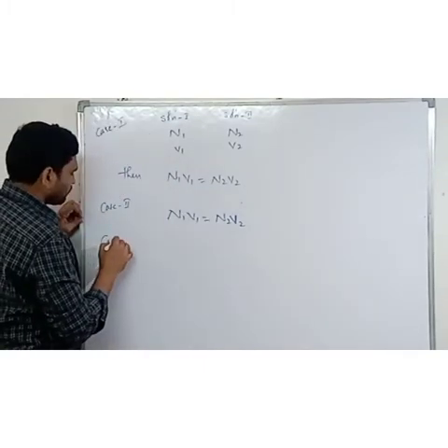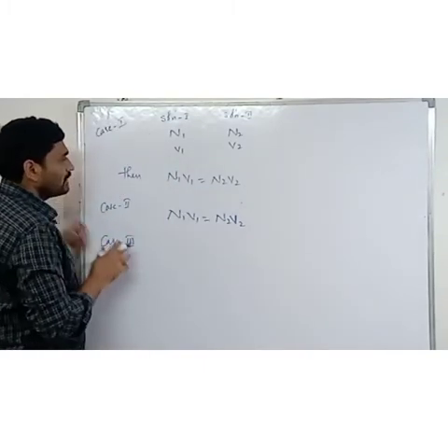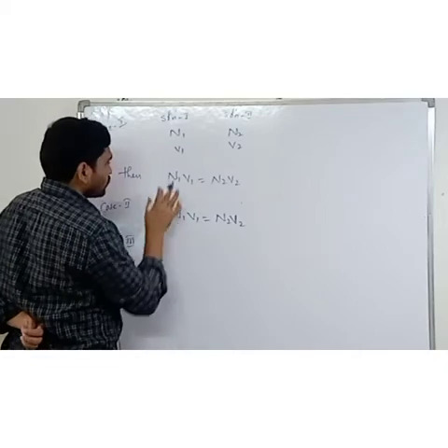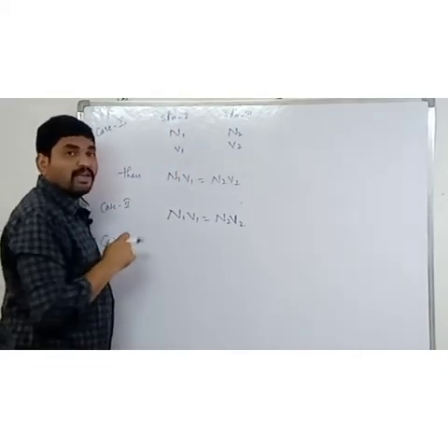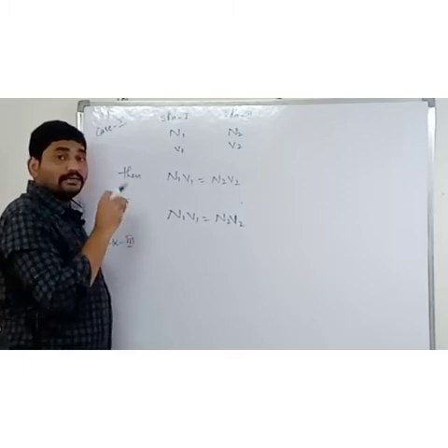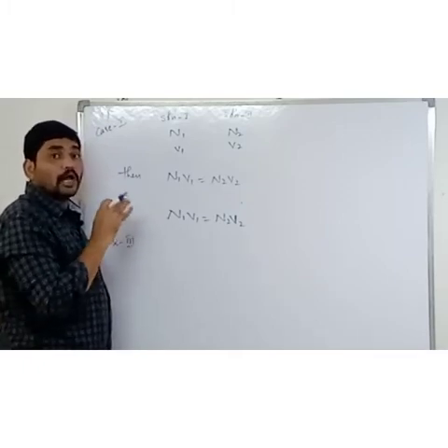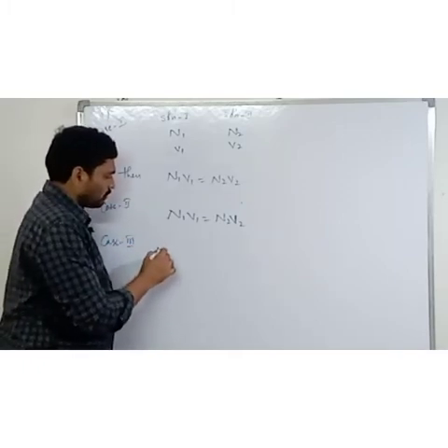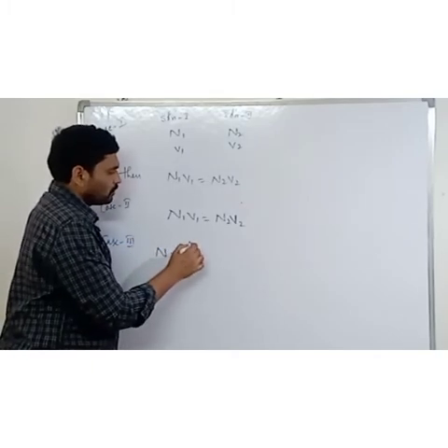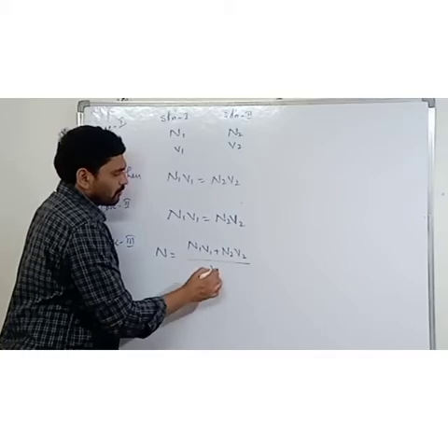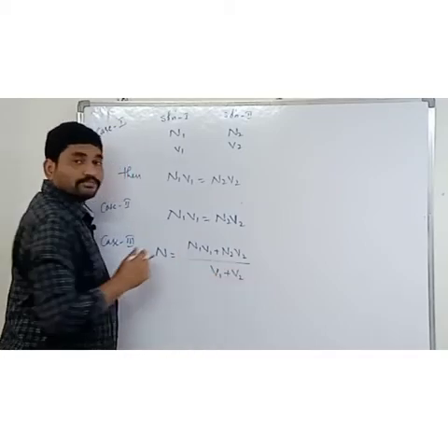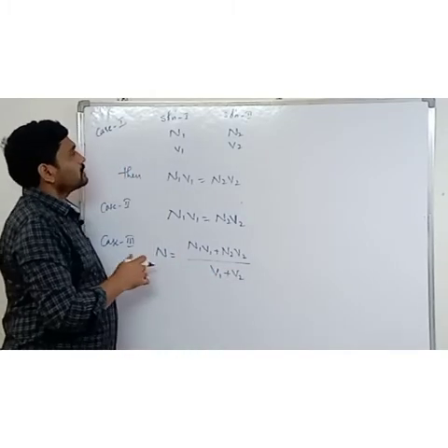Next, case 3. Solution 1 is mixed with solution 2 to form a mixed solution. Then the resulting solution normality is capital N equal to N1 V1 plus N2 V2 by V1 plus V2. So there are 3 relations in this.